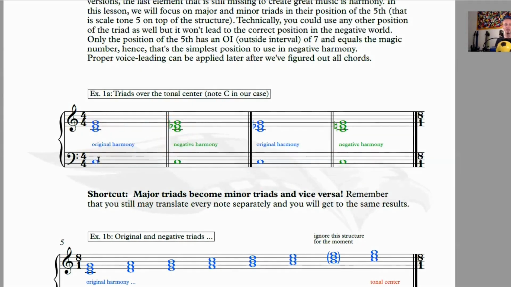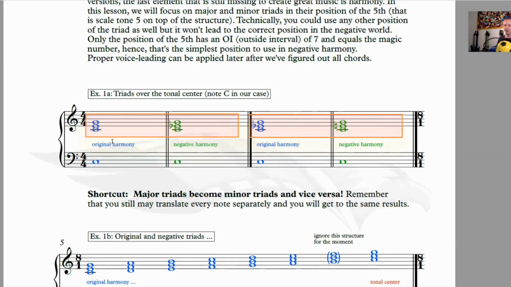So when we have a structure over our tonal center, which is the note C, then you have to know, actually, the triad only flips from major to minor when we go to negative harmony, or the other way around. Our tonal center, the root tone, which is our tonal center, does not change.